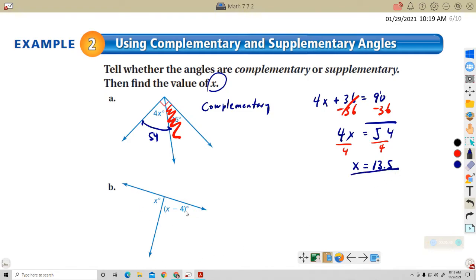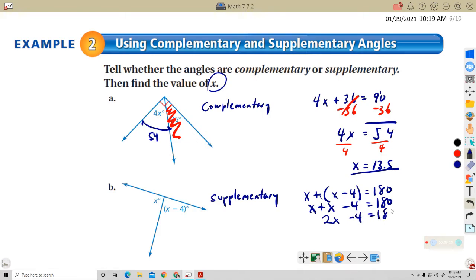This one is supplementary, right? Because it's a straight line. So this is supplementary. And again, we're just practicing the use of the words there. I can set up another equation here: x plus x minus 4 equals 180. I can get rid of these parentheses because this is a plus out here, so nothing changes. Simplify: x plus x is 2x minus 4 equals 180.